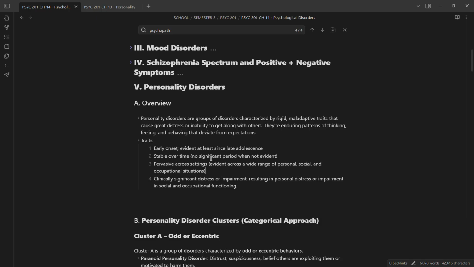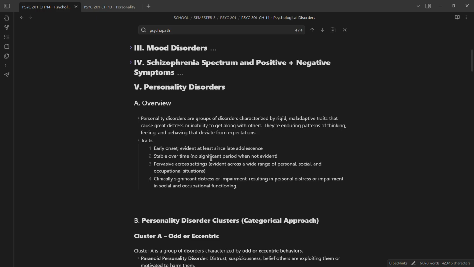So, personality disorders. What are they? Personality disorders are groups of disorders that are characterized by rigid, maladaptive traits that can cause great distress or the inability to get along with others. They're enduring patterns of thinking, feeling, and behaving that deviate from expectations, right?